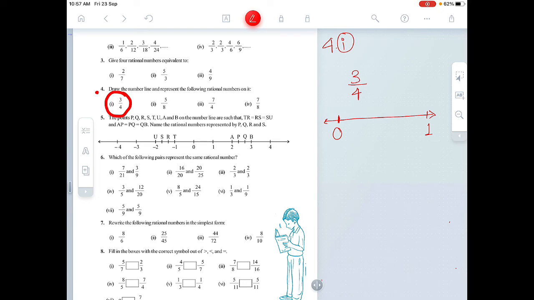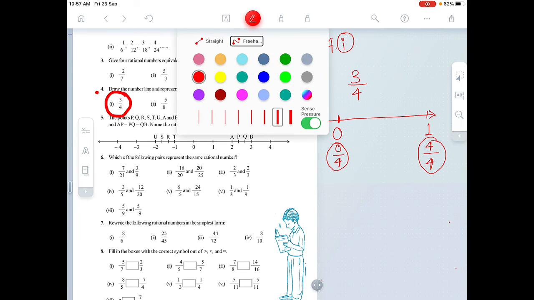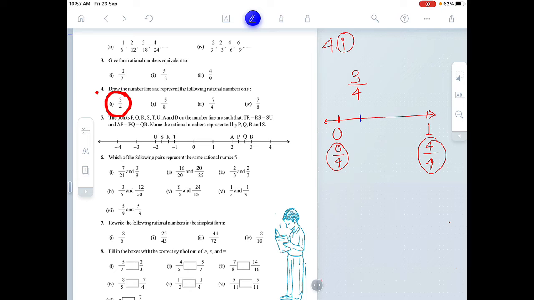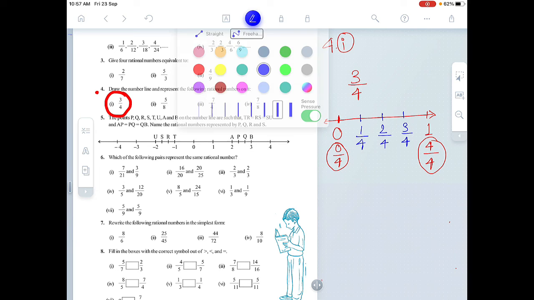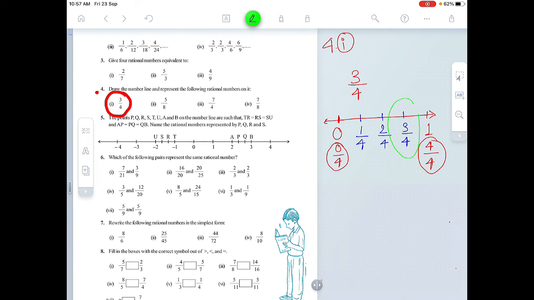Okay, 0 can be written as 0 by 4 and 1 can be written as 4 by 4. Okay, so in between these two rational numbers we are getting 1 by 4, next 2 by 4, next 3 by 4, and here our answer comes. This one is our answer. Okay, so in this way we will write this. Let's come to the next one.